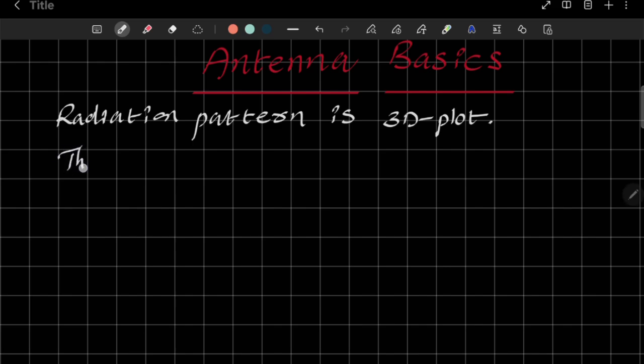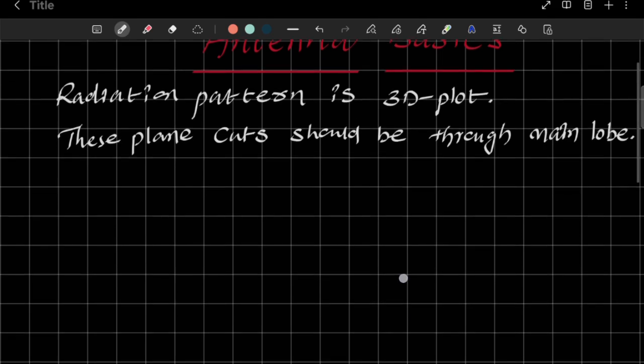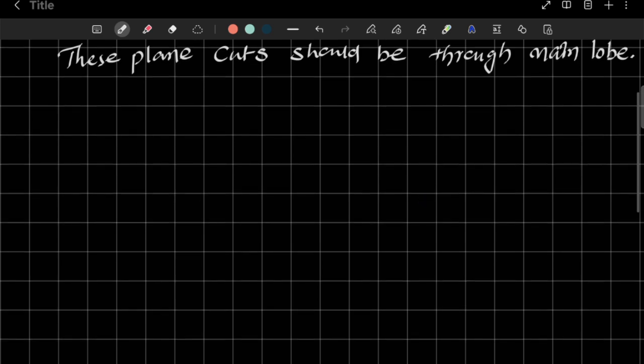These plane cuts should be through the main lobe. We have various lobes in the radiation pattern. When you want to take the 2D plots, 2D plane cuts, those plane cuts have to be taken through the main lobe only, or major lobe.